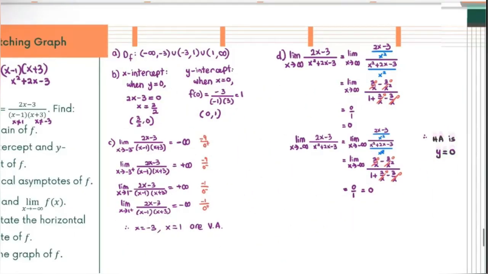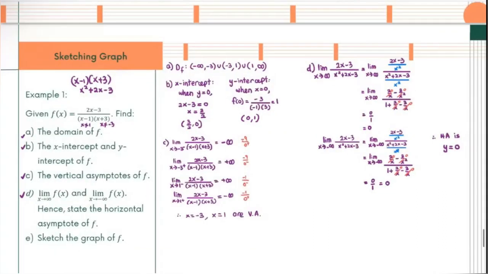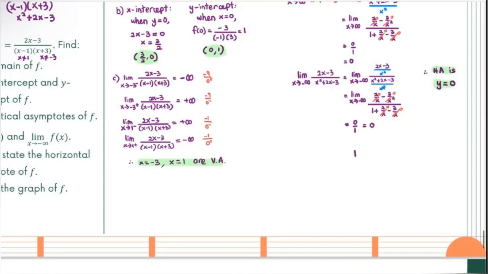Okay, so kita dah ada, kecil kan? Kita dah ada the horizontal asymptote. Kita dah ada the vertical asymptote. So kita dah ada coordinate untuk x-intercept and y-intercept, and we already have the domain. So now the step, for the last step adalah kita nak sketch. Okay, sketching. So saya lukis kat bawah ini. So this is my x-axis and this is my f of x.